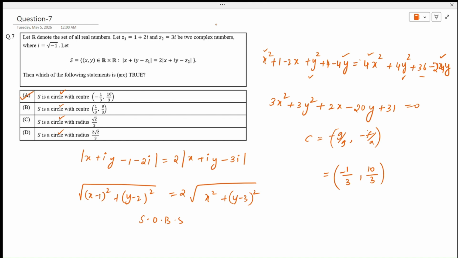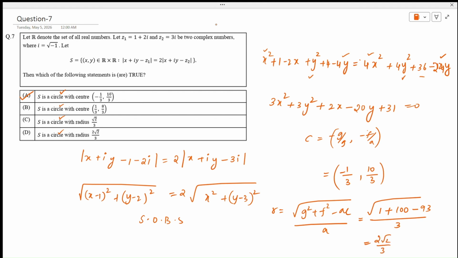And for radius, there is a formula: root of g square plus f square minus ac, all divided by a. That equals root of 1 plus f square, which is 100, minus 3 into 31, which is 93, upon 3. So 101 minus 93 is 8. So that becomes 2 root 2 upon 3. So the radius is 2 root 2 by 3. The answer is A and B.